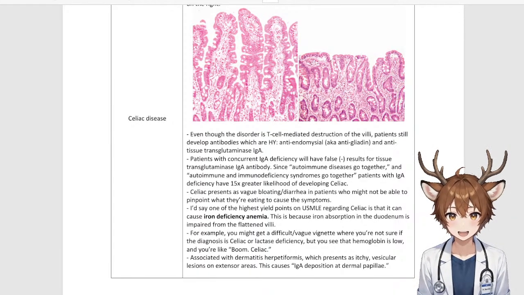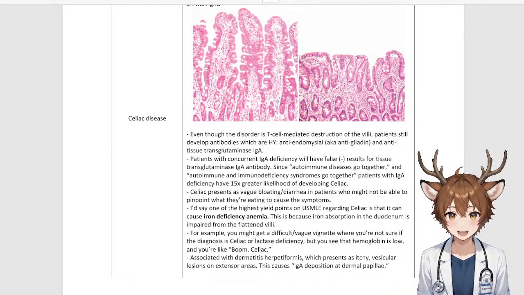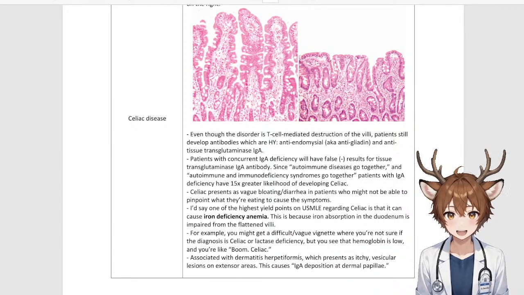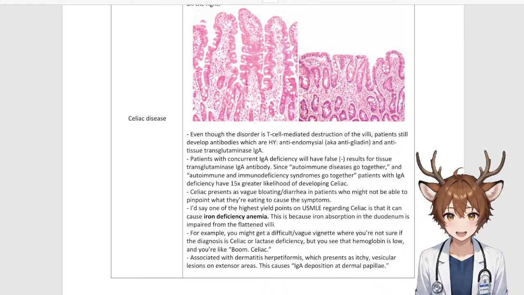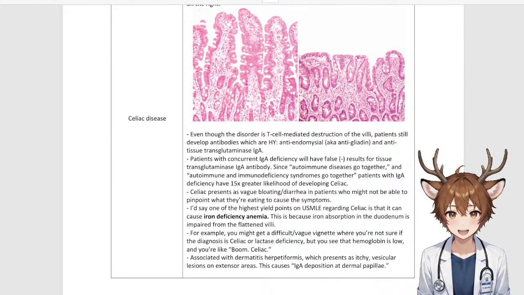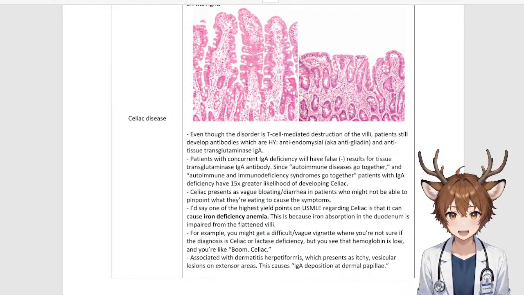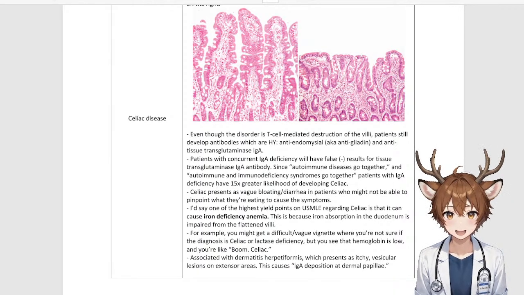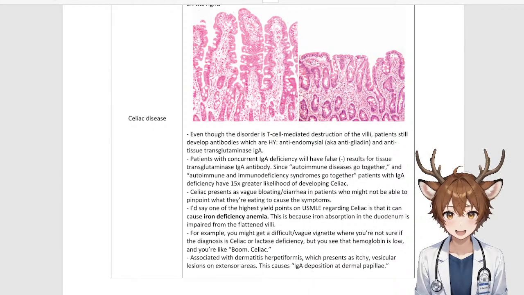Celiac presents as vague bloating/diarrhea in patients who might not be able to pinpoint what they're eating to cause the symptoms. I'd say one of the highest yield points on USMLE regarding celiac is that it can cause iron deficiency, because iron absorption in the duodenum is impaired from the flattened villi. For example, you might get a vague vignette where you're not sure if the diagnosis is celiac or lactase deficiency, but you see that hemoglobin is low, and you're like, boom, celiac. It is associated with dermatitis herpetiformis, which presents as itchy vesicular lesions on extensor areas, caused by IgA deposition in the dermal papillae.